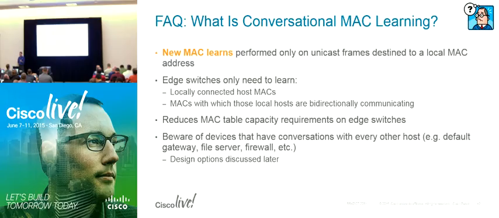New MAC learns are performed on unicast frames only if you know the destination, if you learn the destination MAC locally, right? And edge switches need to learn those, and they do, because hosts are typically chatty, so they start sending GARPs and whatnot, and the local MAC address gets populated. So if somebody talks to a local MAC address, the source MAC of that frame will get learned as well.